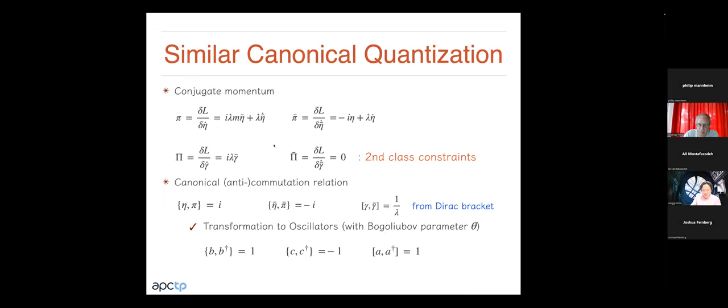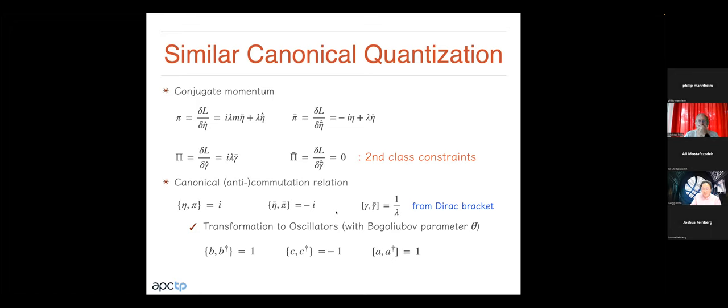Then the rest of the procedure is just canonical computation. You evaluate the conjugate momentum of the fermion and the boson, and then you quantize it. Of course, you have to use some Dirac bracket, but in the end, after the Dirac bracket, when you go to the quantum level, you obtain this one.